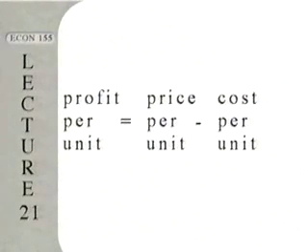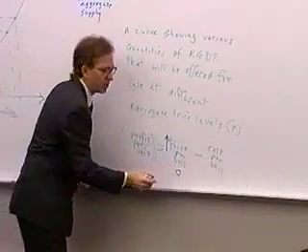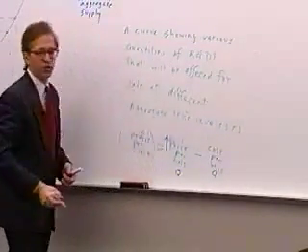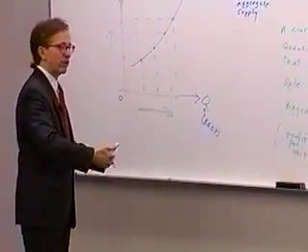Let's talk about this, and then we'll understand why there's this upward sloping curve. Profit per unit is just the difference between what price you charge and what your cost is on a per unit basis. Suppose the price per unit rises. This is per unit of what? Per unit of Q, goods and services. Suppose the price level goes up.